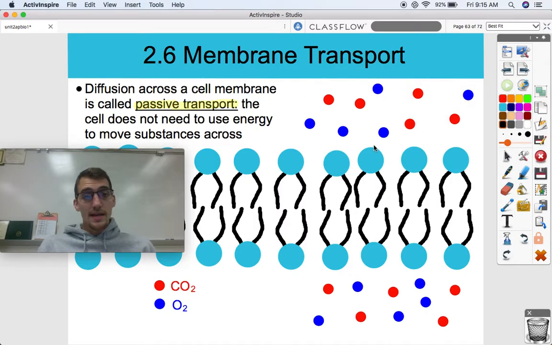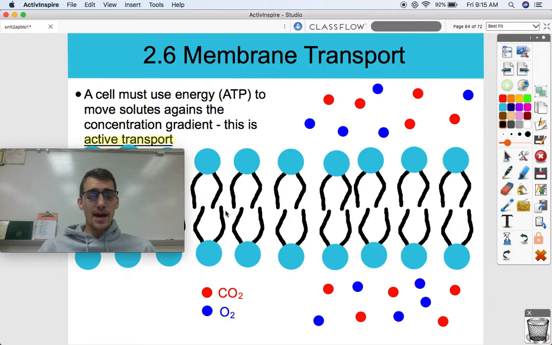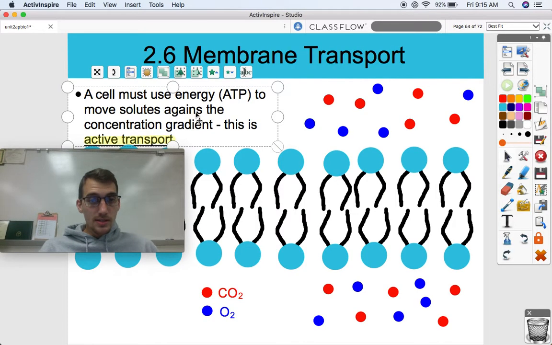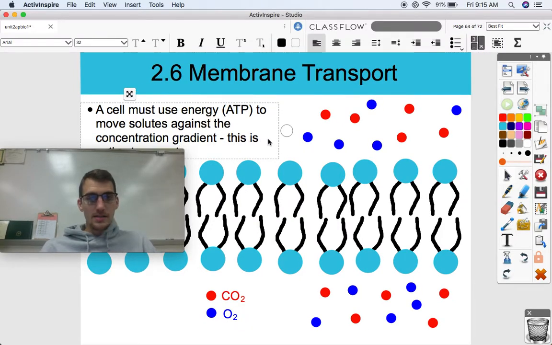But if we just let passive transport and diffusion do its thing, there's going to be an even number of molecules on either side of the membrane. That's cool, we brought some carbon dioxide out and some oxygen in. But as a cell, you need more oxygen and you need to get rid of your carbon dioxide. So how exactly do you do that? A cell is able to do something called active transport, and it has to use some of its energy, in the form of the molecule ATP, to move solutes against the concentration gradient.